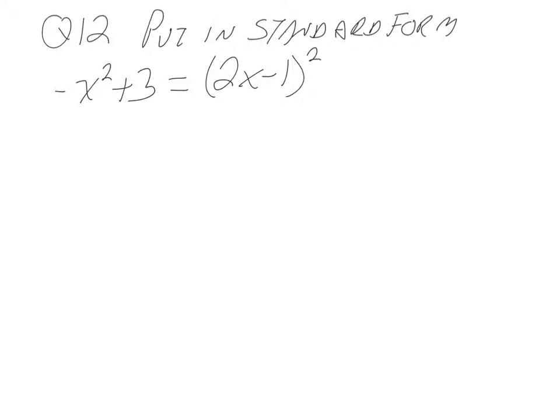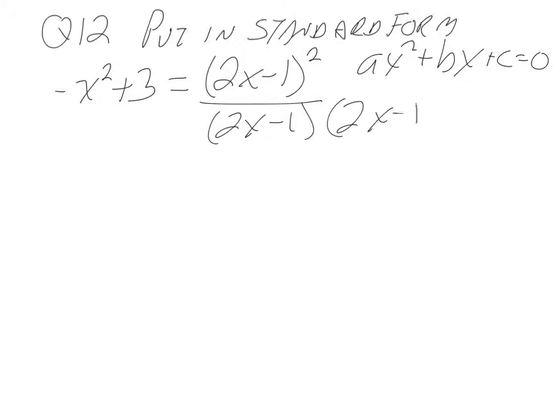Here we want to put in standard form, which is ax squared plus bx plus c equals 0. Now to do that, I need to expand the right-hand side, and 2x minus 1 squared is 2x minus 1 times 2x minus 1, which needs to be FOILed. You did not FOIL this when you answered the question. So I've got negative x squared plus 3 equals 4x squared minus 4x plus 1.